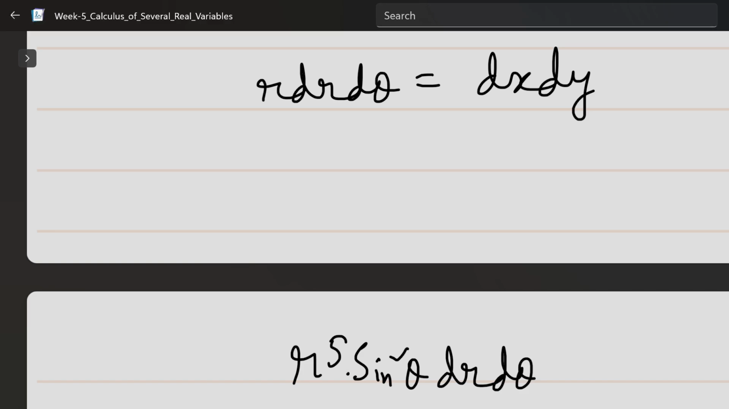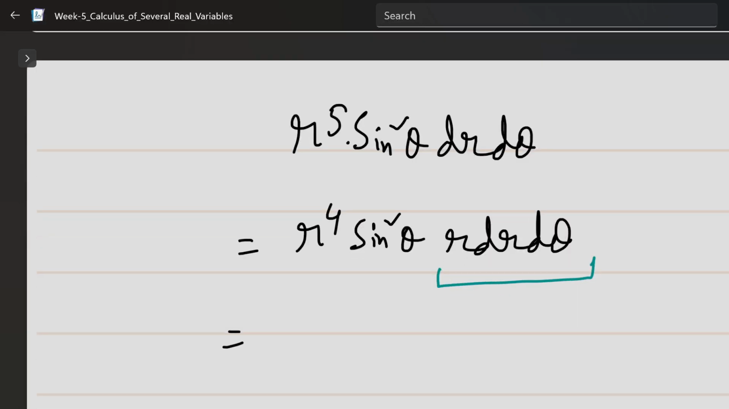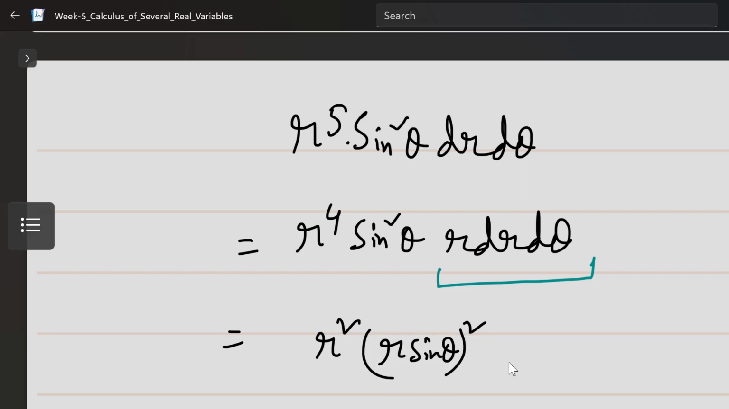So what is r power 4? It is r square into r sine theta whole square into r dr d theta. Now you can write it easily. r square is x square plus y square, r sine theta means y, so y square times x square plus y square dx dy, or dy dx, whatever.